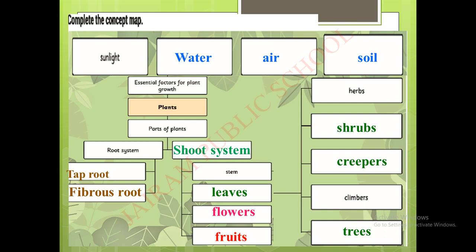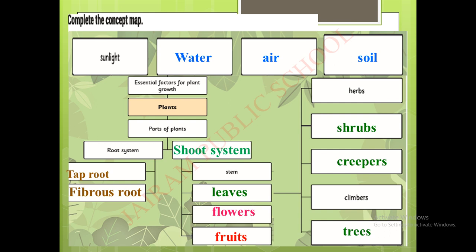Next we saw about the trees. We all know that trees are usually tall. They have a thick, woody, and strong stem which gives rise to many branches. The stem is thick and woody and it protects the trees. Examples are neem, coconut, and mango. So these are the types of plants.